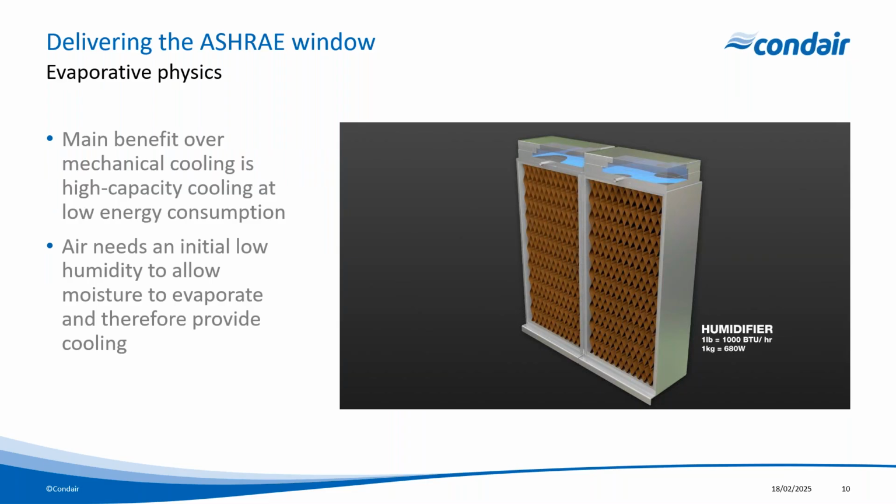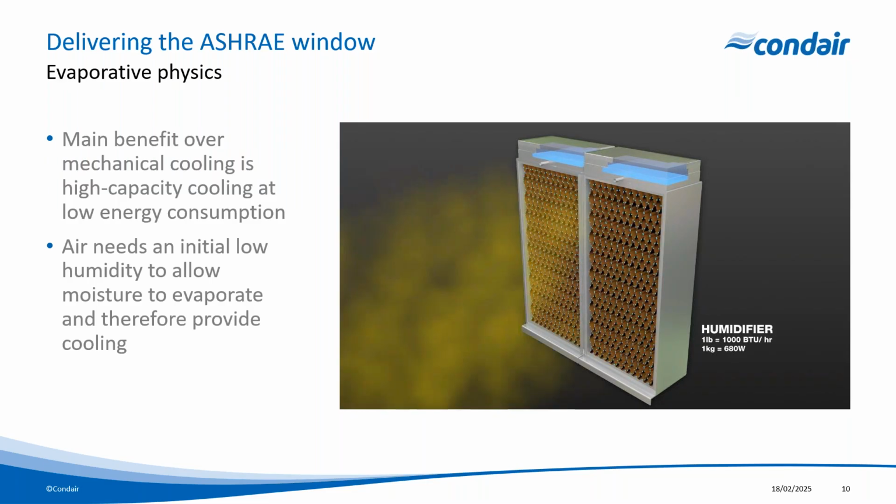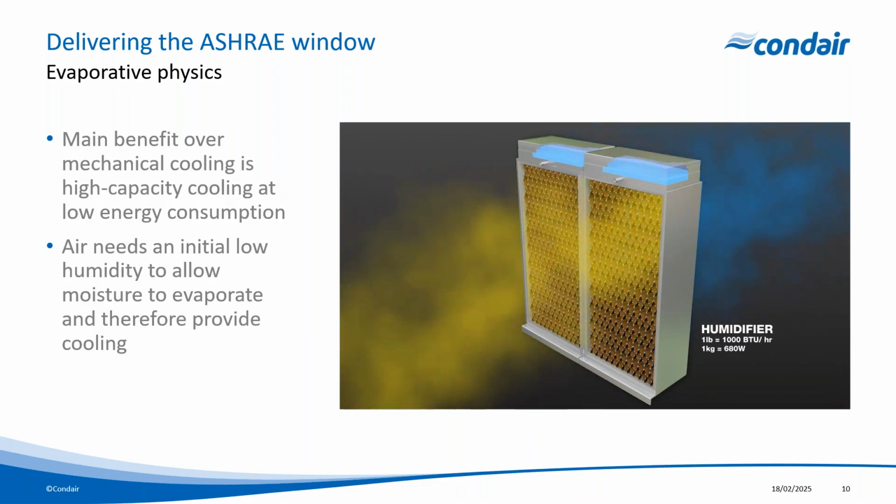So now that we've looked at the ASHRAE recommended and allowable ranges, let's look at how evaporative cooling can be used to complement an economizer system to deliver these conditions more efficiently than traditional mechanical cooling. So we'll look at the psychrometrics on the next slide, but when we talk about evaporative cooling or the adiabatic process, we're referring to the evaporation of water into an airstream.